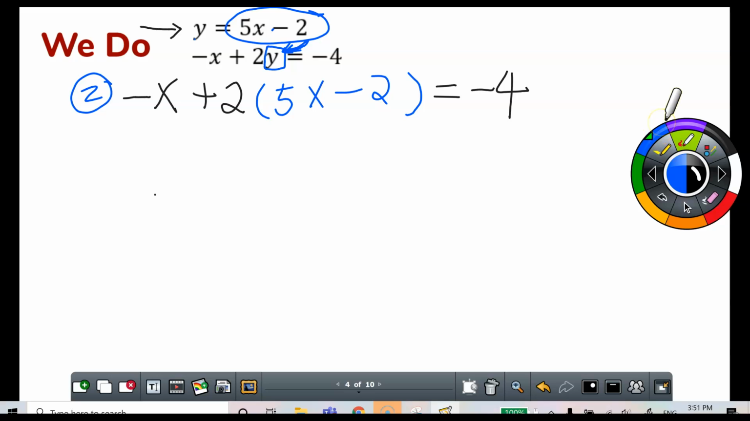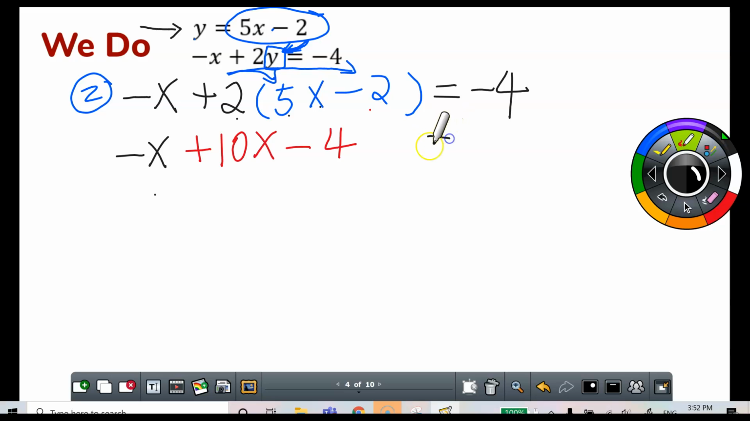First, get rid of the parentheses by multiplying positive 2 to everybody inside. So I have negative x you haven't touched. And 2 times 5x, number part, 2 times 5 is positive 10. X part is only x. Second arrow, 2 times negative 2 gives negative 4. So I got rid of the parentheses, right? And on the other side, you have equal sign and negative 4. And keep solving this equation.